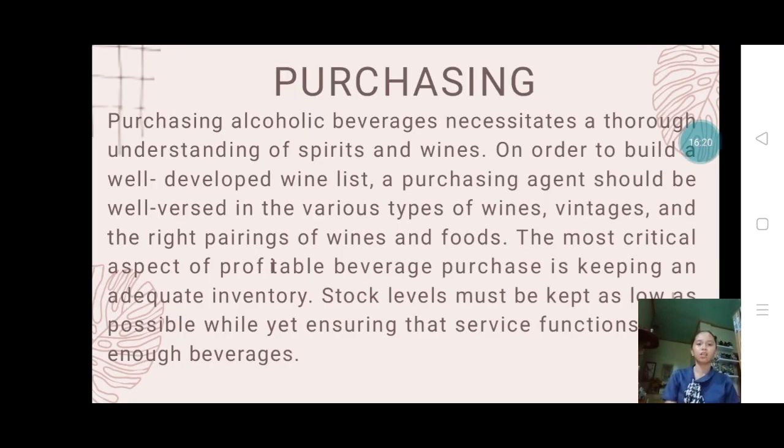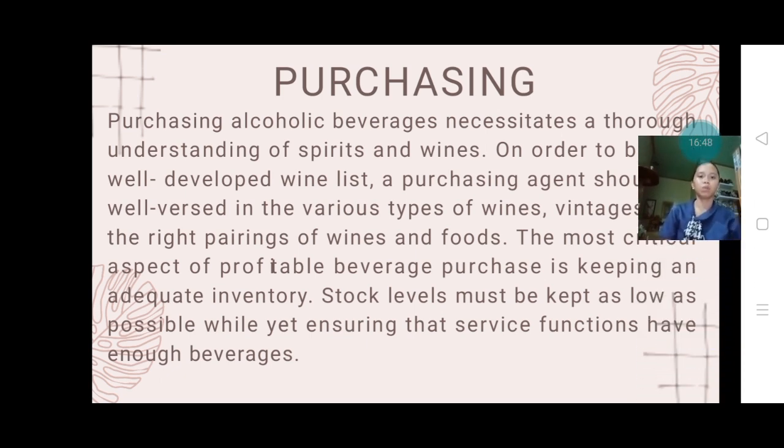Purchasing. Purchasing alcoholic beverages necessitates a thorough understanding of spirits and wines in order to build a well-developed wine list. A purchasing agent should be well versed in the various types of wines, vintages, and the right pairings of wines and foods. The most critical aspect of profitable beverage purchase is keeping an adequate inventory. Stock levels must be kept as low as possible while yet ensuring that service functions have enough beverages.